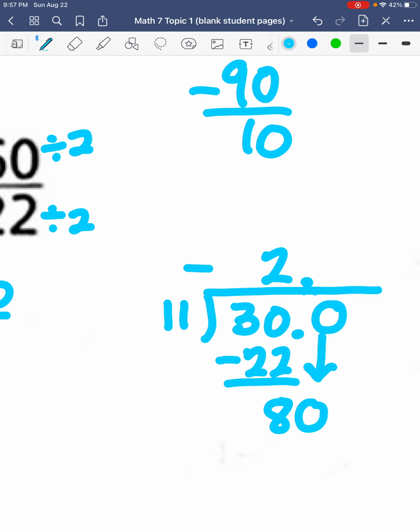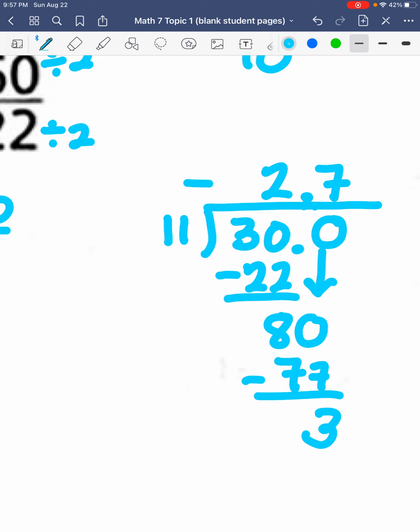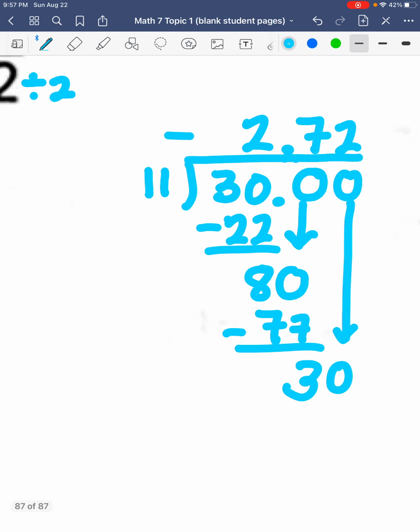How many times does 11 go into 80? 11 goes into 80 7 times. 7 times 11 is 77. When I subtract, I get 3. I'm going to add a 0 and bring that down. How many times does 11 go into 30? It goes in 2 times. 2 times 11 is 22. When I subtract, I get 8.